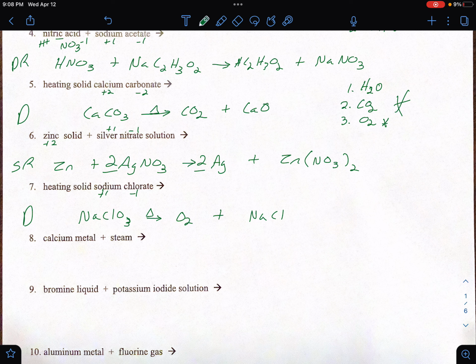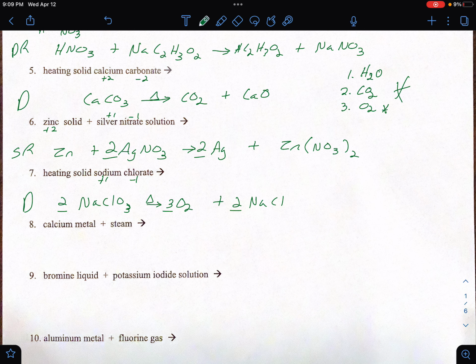So I've got to look at how do I balance it now. I've got 3 oxygens on the left, 2 on the right. So the only way I can do that is I need to get them to the closest number divided by both 3 and 2, which would be 6. So I'm going to multiply this whole NaClO3 by 2. And I'm going to multiply this oxygen by 3 to get to 6. Now when I did that, it affected my NaCl. So I'm just going to put a 2 right there to fix that. And now it's balanced.